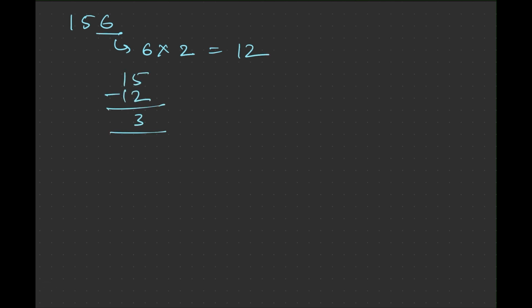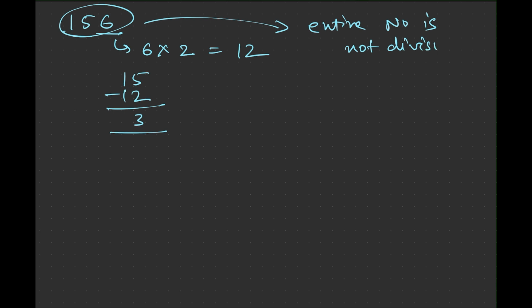If we take one more example, suppose 156, so here the last digit is 6, we will multiply 6 by 2, we get 12. Now if we subtract 12 from the remaining digits, we get 3, and 3 is not divisible by 7, hence the entire number is not divisible by 7.